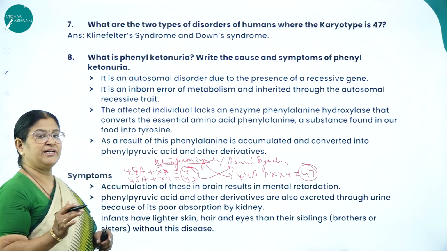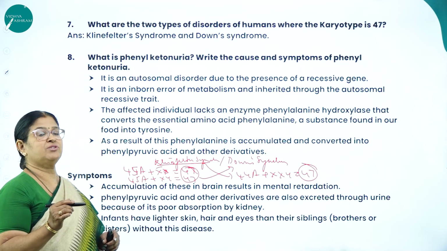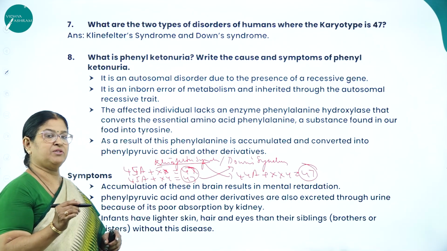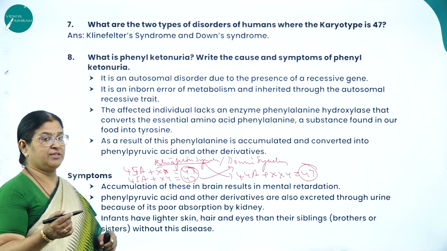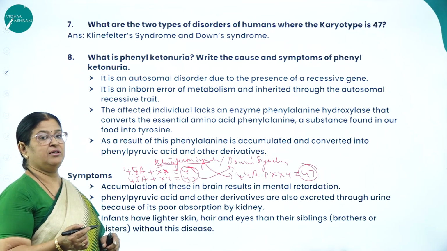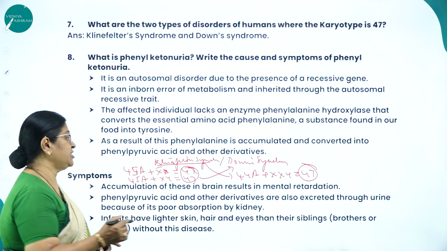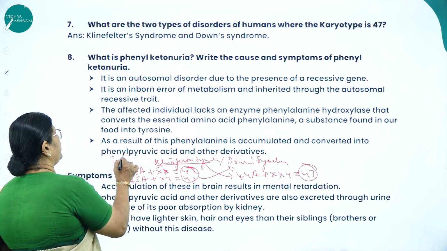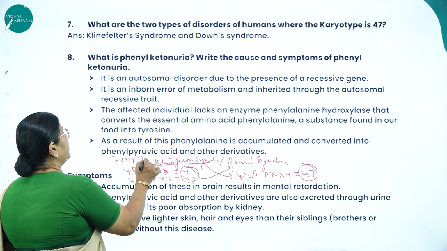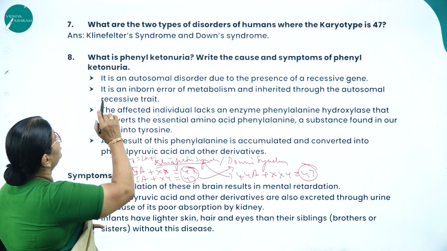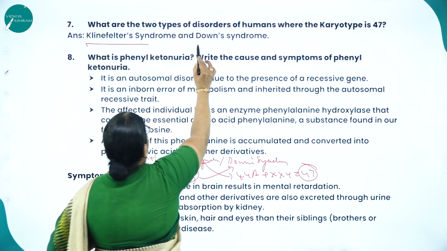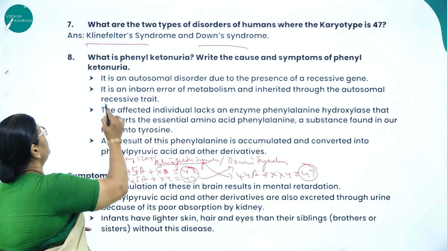The nucleus of a cell of a normal person will be having 46, that is 2n, that is 46 is the chromosomal number, but there is a change here. So there is an addition. This is due to what? Trisomy, that is 2n plus 1. So what are the examples you can give? Klinefelter syndrome and Down syndrome. Moving on to the next question.